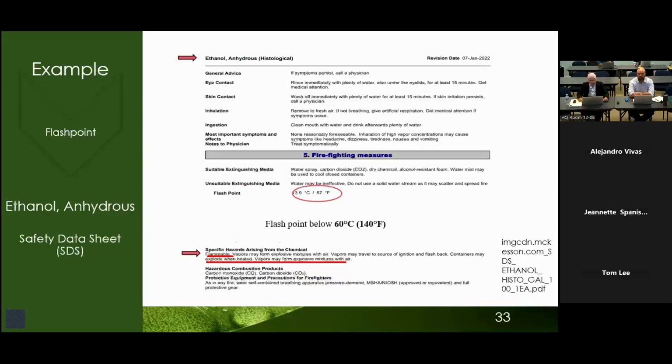This SDS is sourced from an openly accessible document on Google, and here, I want to point out the red circles showing the flash point of anhydrous ethanol. You can see that its flash point is 13.9 degrees Celsius, or about 57 degrees Fahrenheit. Remember, for a substance to be classified as ignitable and potentially hazardous, it needs a flash point below 60 degrees Celsius or 140 degrees Fahrenheit.